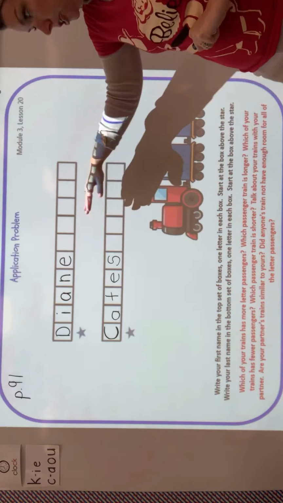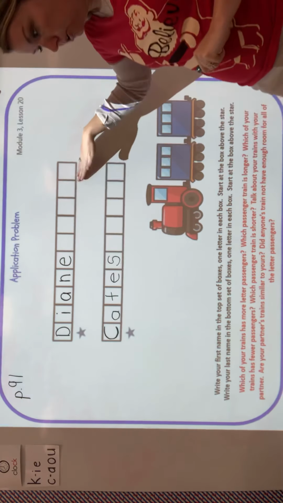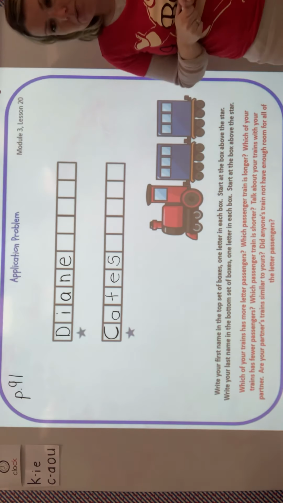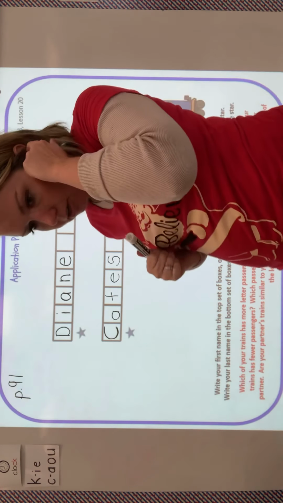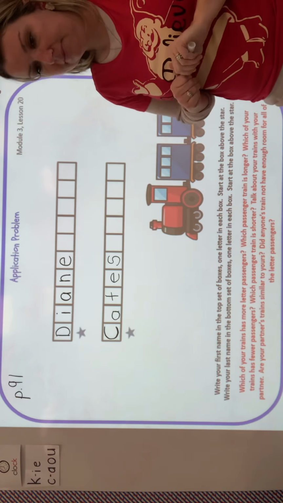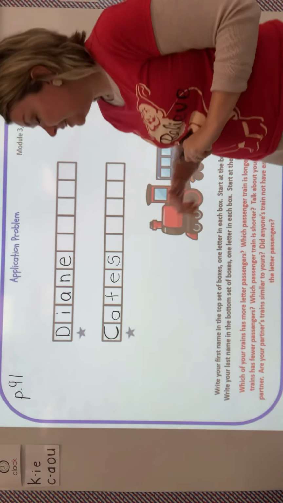All right. Which of your trains has more letter passengers? Which one is longer? Is your first name longer or your last name longer? Raise your hand if you want to share out. Ryan, which one is longer? My first name. Ryan's first name is longer. Great job, Ryan.